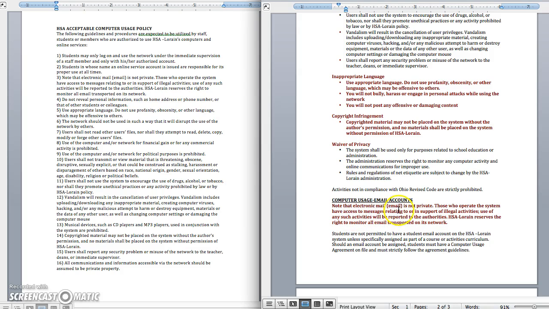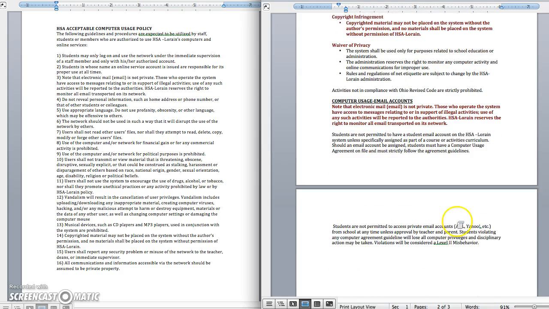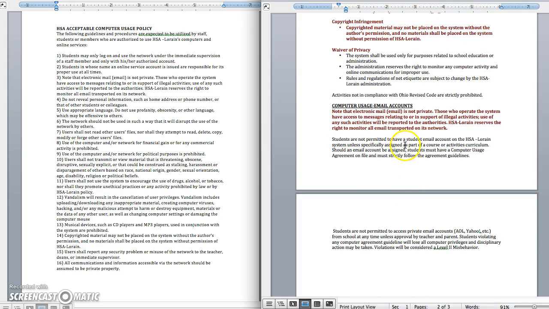Notice that electronic mail email is not private. Those who operate the system have access to messages relating to or in support of illegal activities. Use for any such activities will be reported to authorities. Horizon Science Lorraine reserves the right to monitor all email transported on its network.